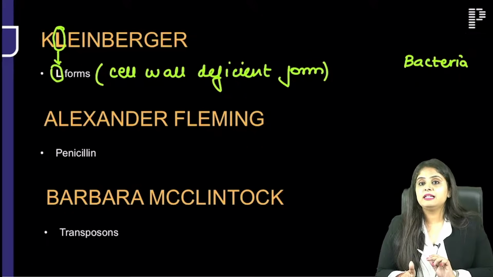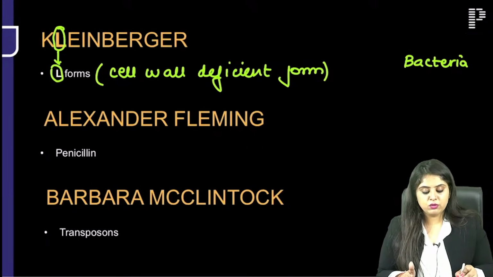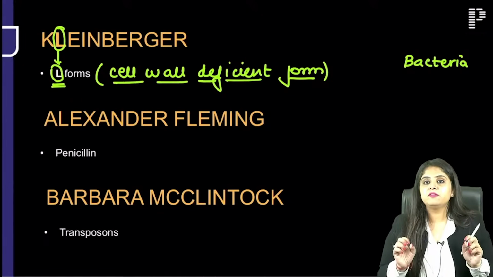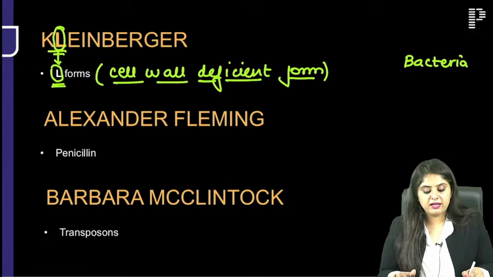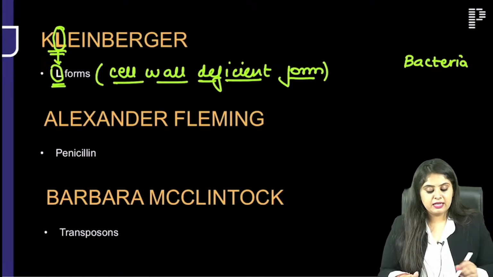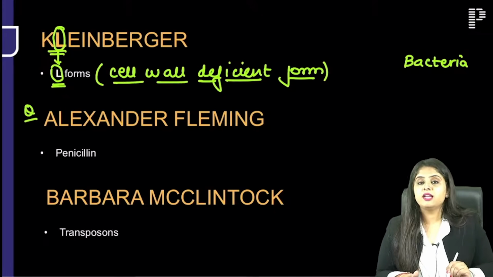Now I'm saying if a bacteria doesn't have a cell wall, what will that be known as? Cell wall deficient form. What have they called it in simpler words? L forms. Who gave you these L forms? It is Klenberger. Coming to NEET UG question again.